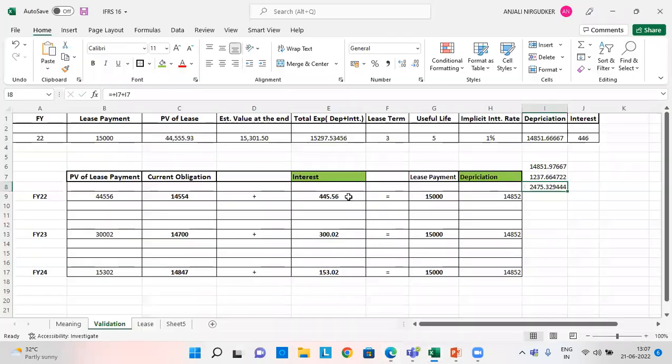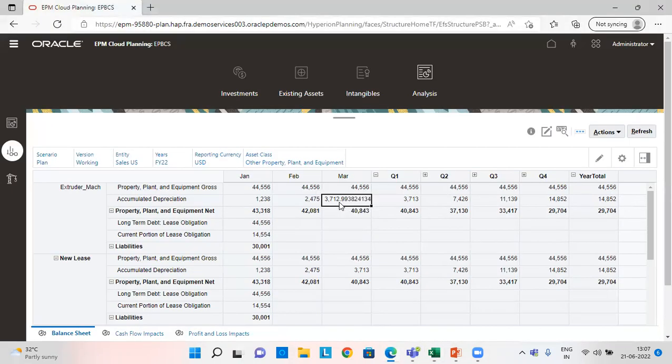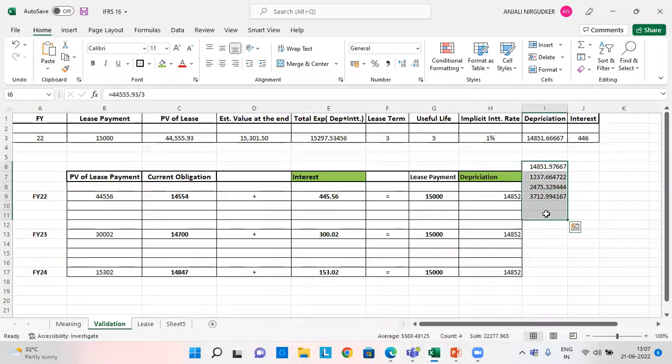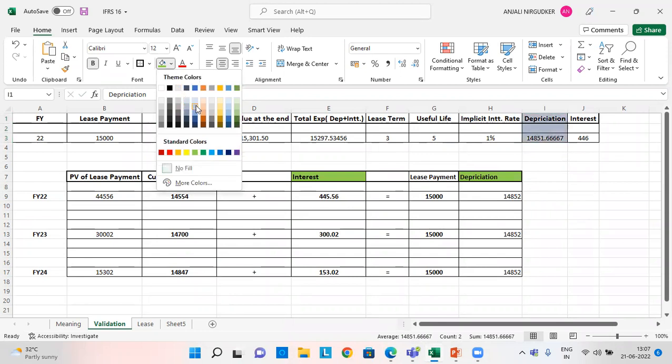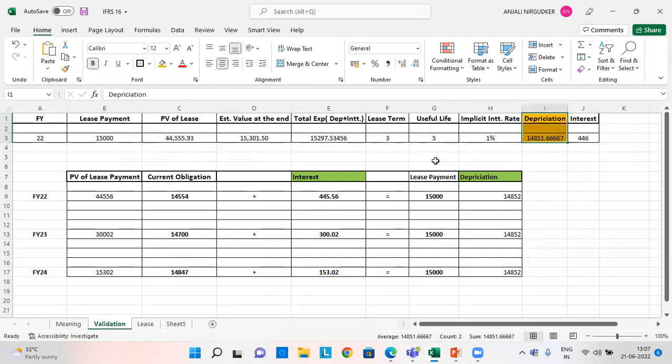And similarly for March, let's check this amount. This plus the first month's depreciation is 3712. So this also gets validated. Our depreciation gets validated. Let's color mark this area so we can easily identify what we have done. So this is done. Next is interest calculation.